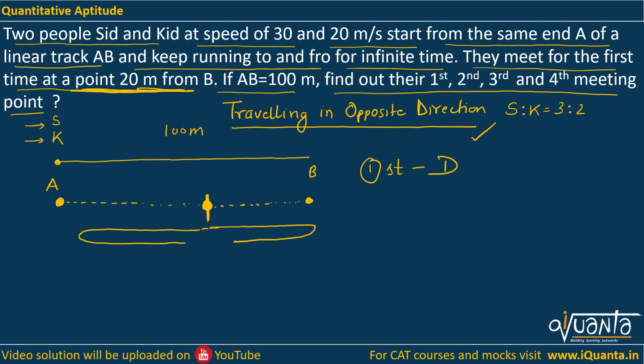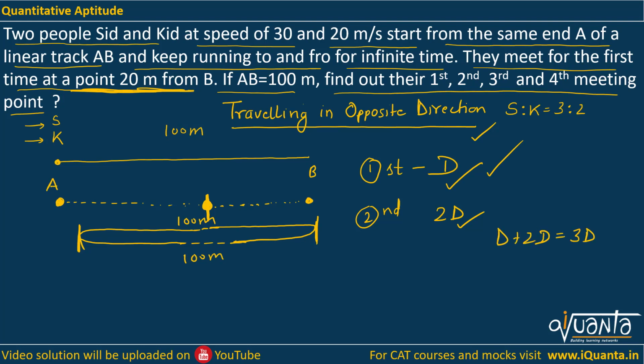If you complete this path, it is nothing but 2D, because we have two lines of 100 meters. So after the first meet, when they cover D together, if they cover 2D more after that together, it would be the point of their second meet. So the first meet would occur at distance D, the second would occur at D plus 2D, that means at 3D. Similarly, if I ask you when the third meet would occur, it would be D plus 2D plus 2D, which gives us 5D. So that is how we have to deal with it when they are traveling in opposite directions.